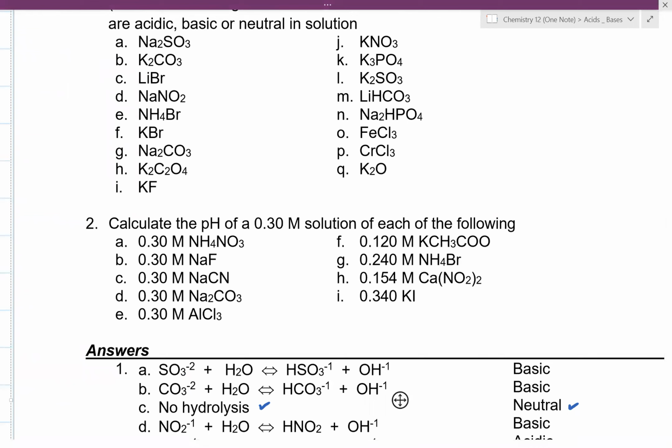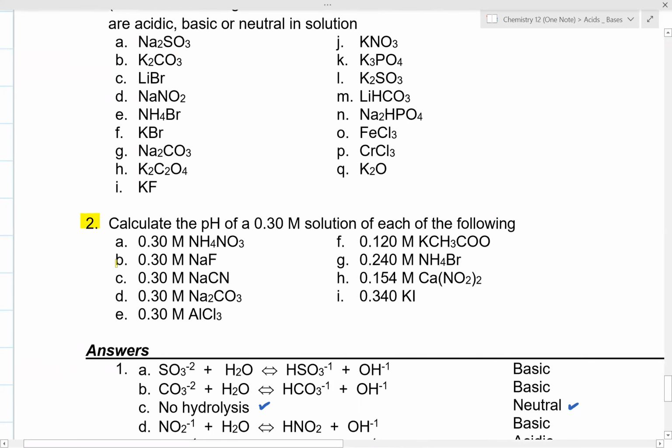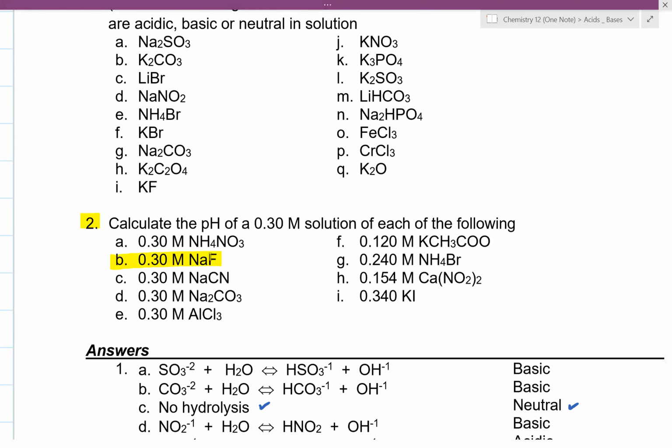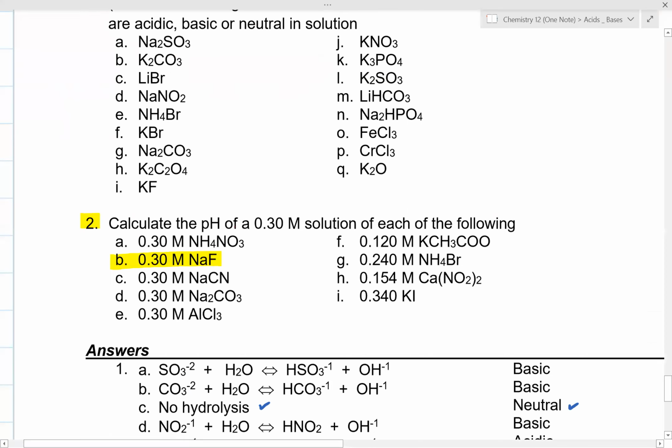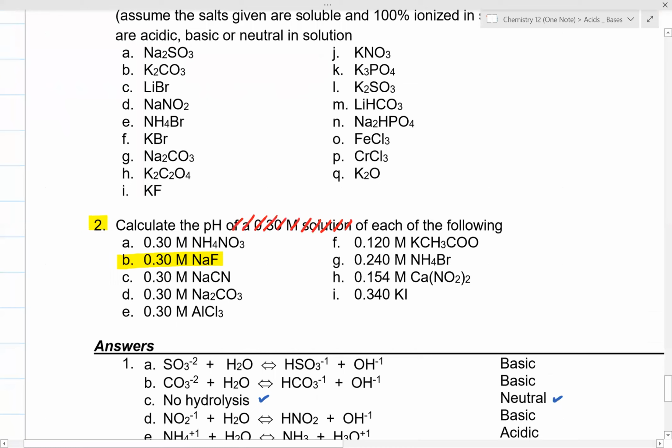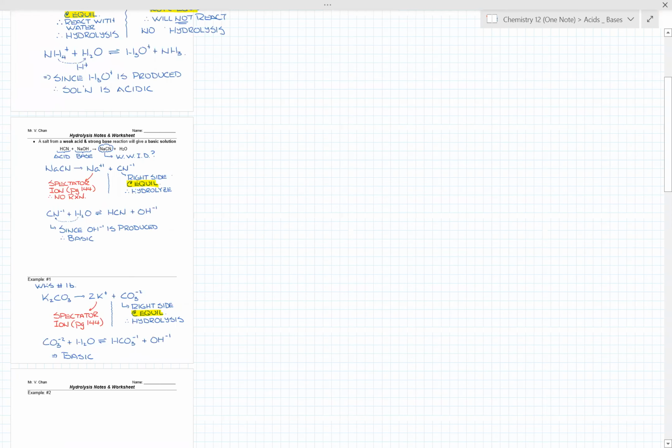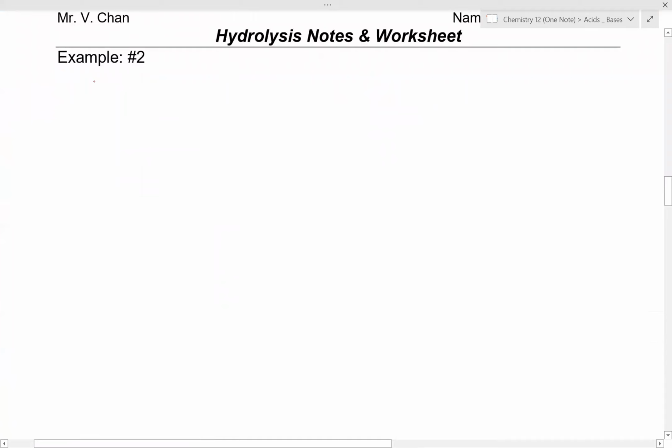Let's try question number 2B. It says, calculate the pH of a 0.03 molar solution of each of the following. Actually, that should be wrong. So I'm just going to say, pH of each of the following. So let's say we have 0.030 molarity sodium fluoride. So if we flip up to the front here, we have worksheet 2B.